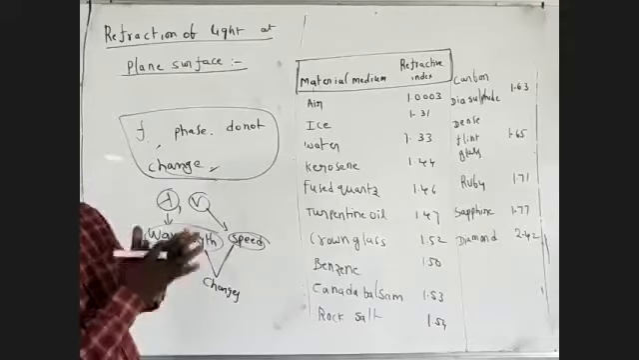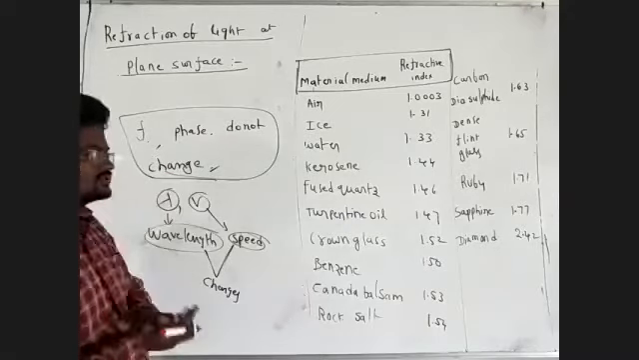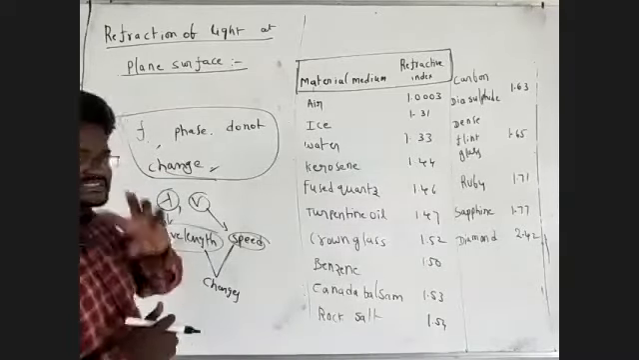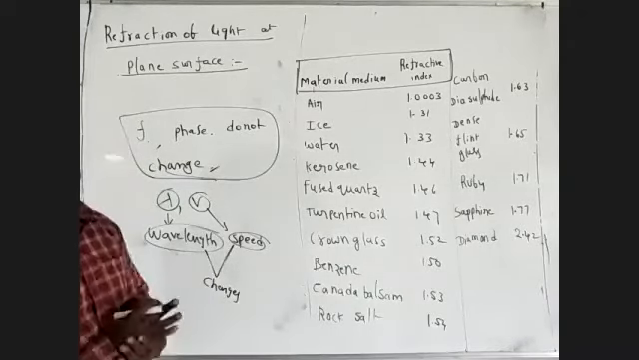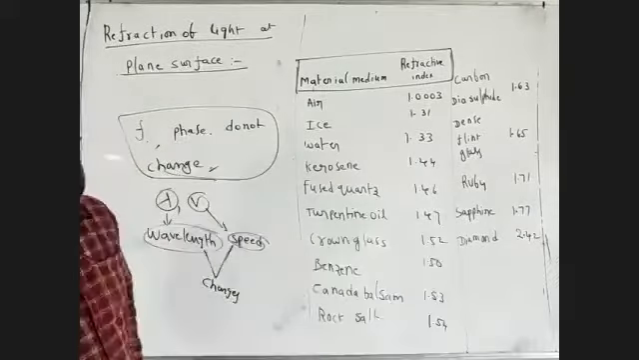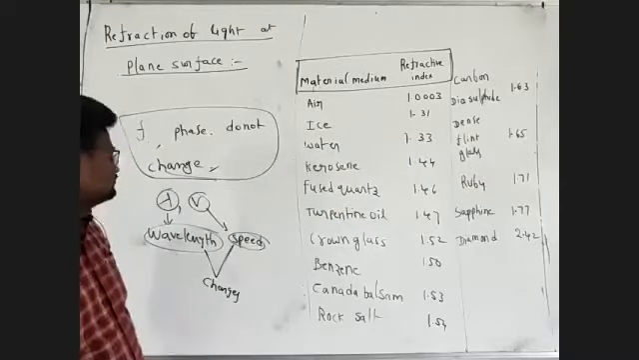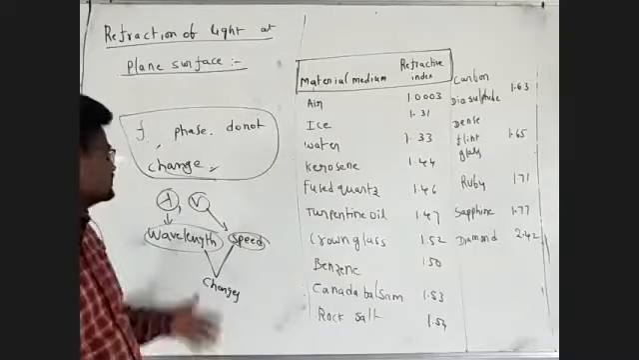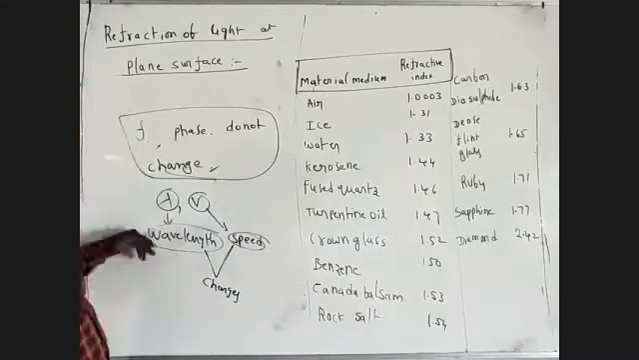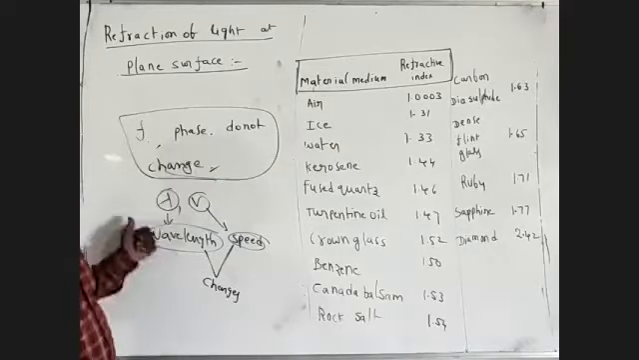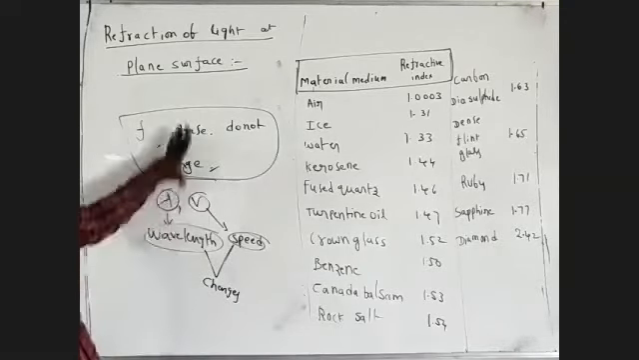Color of light is determined by the frequency, not by the wavelength. So frequency means color. When light travels from one medium to another medium, frequency and phase do not change, while the wavelength and speed of the light change. Keep this point in mind.